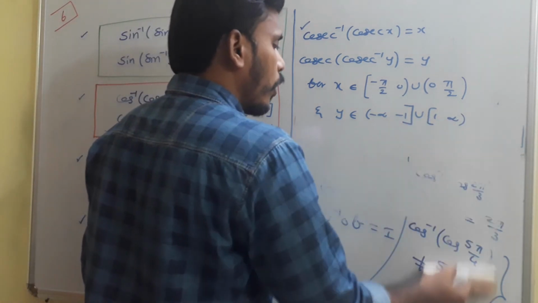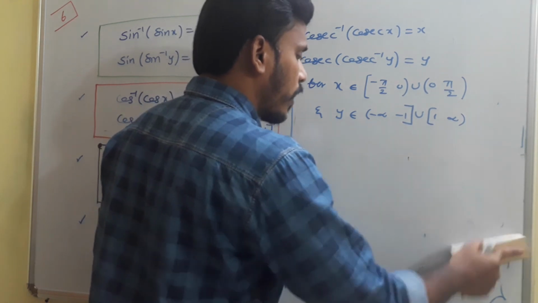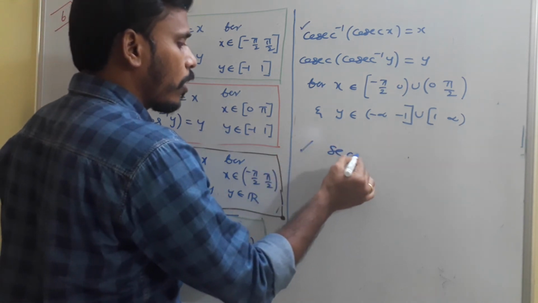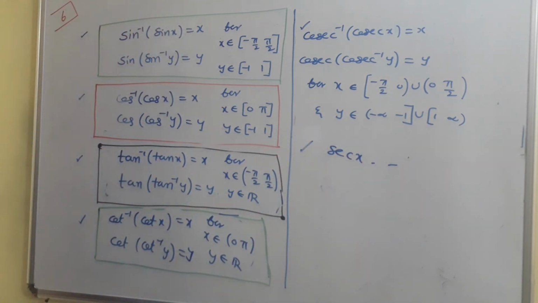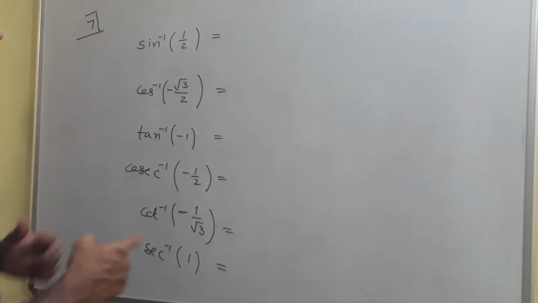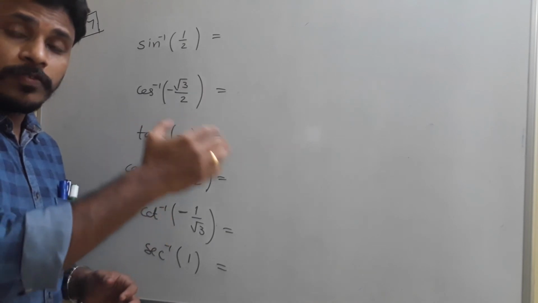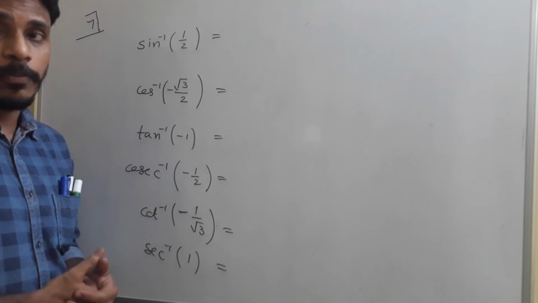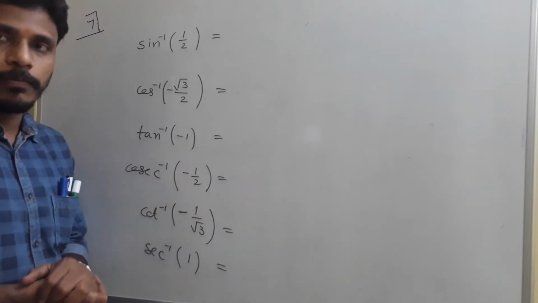This is cosecant inverse of cosecant x. In a similar way, you can write for secant inverse of secant x as well as secant of secant inverse y. You just do it for secant. Just have a look. Now I will give you some simple problems and simple ways to calculate these values using the data. Then in the next point I will give you sine of sine inverse, cos of cos inverse type of problems. But here I am giving just simple problems.